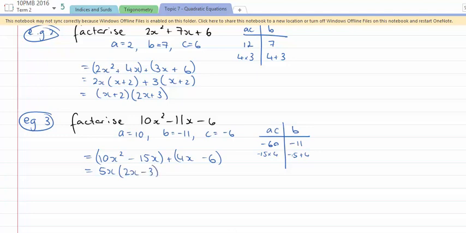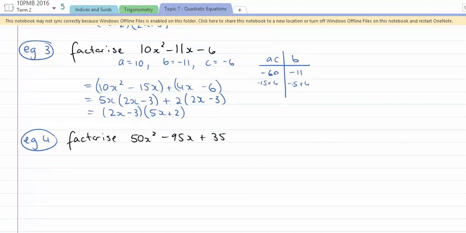2x, take 3. The common factors in the second one are simply 2, and we're left with 2x, take 3. So these two brackets are the same, and we get 2x, take 3 as a common bracket, and 5x plus 2 remains. So there we have our factorized trinomial.